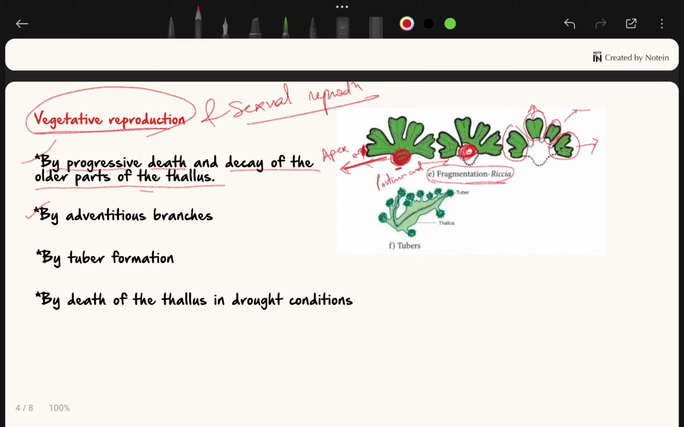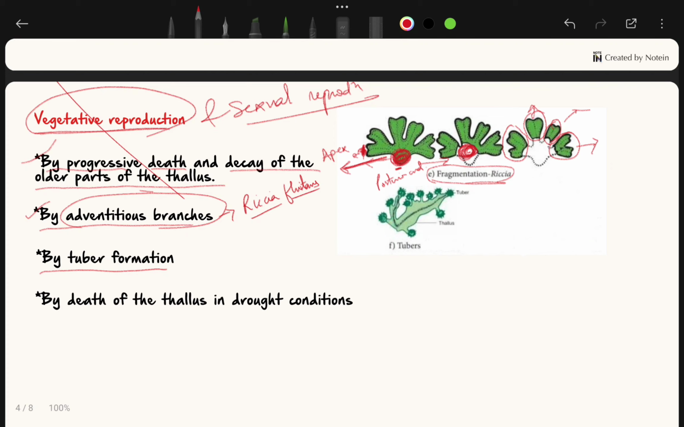The next type of vegetative reproduction is by adventitious branches. This type of reproduction is seen in Riccia fluitans, which is an aquatic bryophyte. What happens is that on the ventral surface of the plant body, it will start producing adventitious branches. Once each of these branches is separated from the main plant body, it will give rise to a new plant.